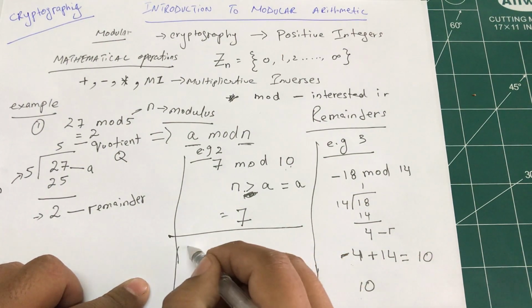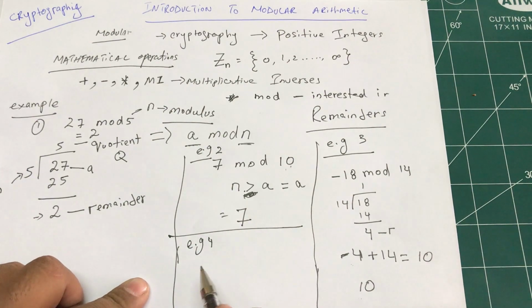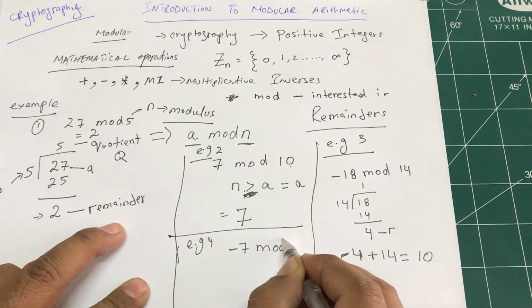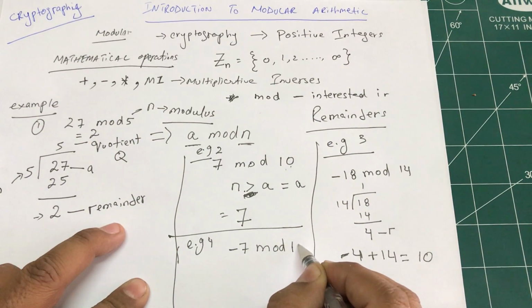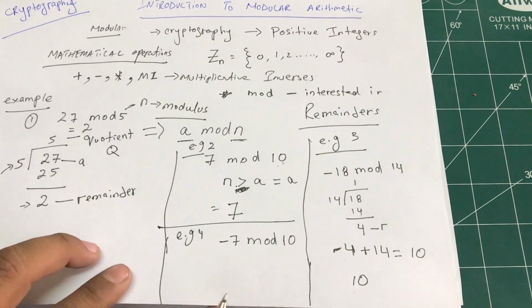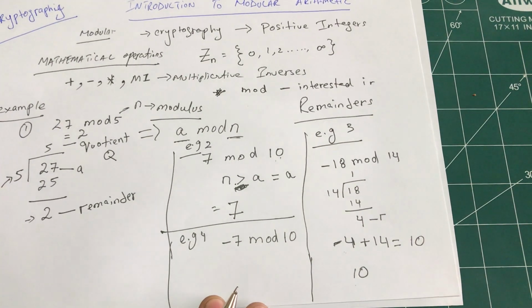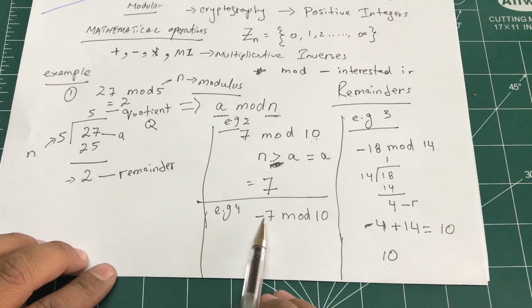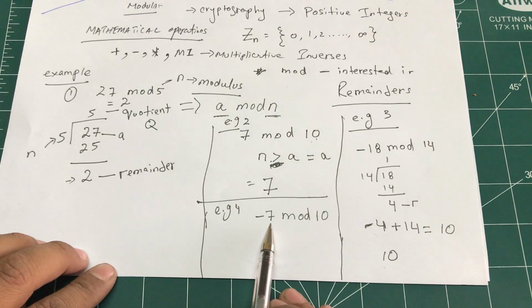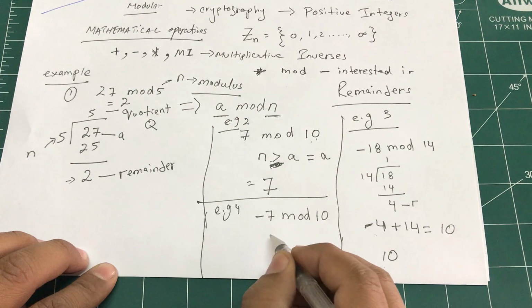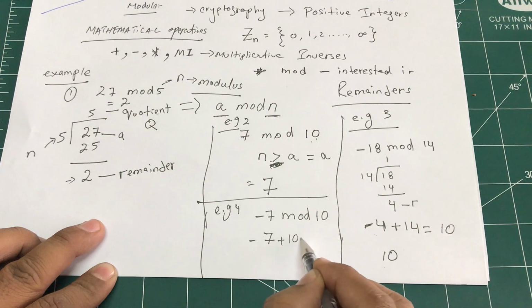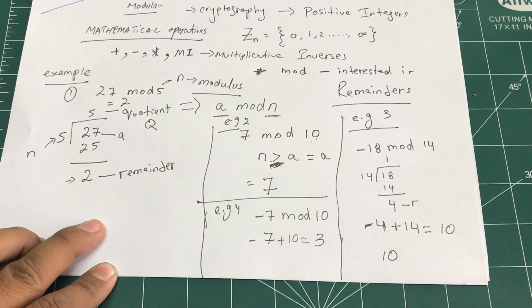All right, let's do one more example. Example number 4. Let's say I get something like this, negative 7 mod 10. I'm going to treat it exactly the same way, just like I have done previously in example number 2. I'm going to ignore the negative. If my modulus is bigger than my number, I'm going to get the same number back. So I'll get 7. And I'm going to bring that negative out and add my modulus. So my answer will be 3. So this is how you solve it.